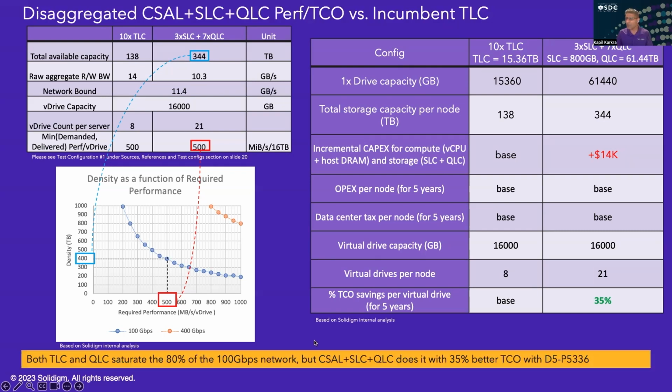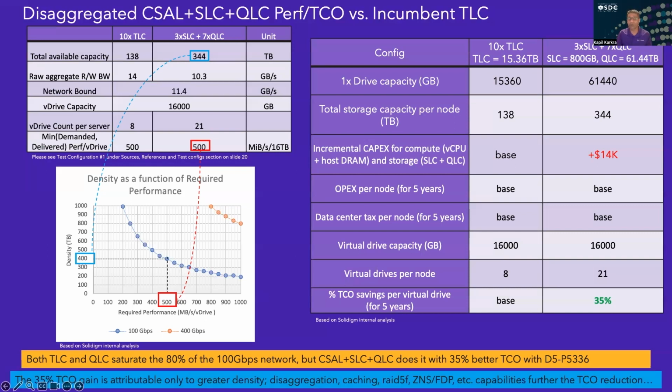So in summary, think of the whole thing this way. The NVMe over Fabric target is the big drive of the data center. And this drive is 80% saturated in terms of bandwidth in both cases, TLC and QLC. There's a 100 gig Ethernet in the front end of this big drive, and both are saturating it at 80% of the bandwidth. But the QLC side is achieving that with 35% lower TCO based on density alone. That's an important point, based on density alone.